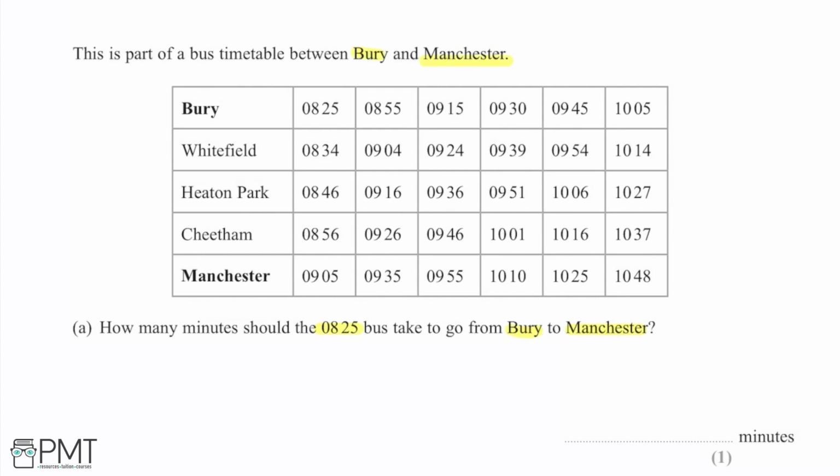So in order to calculate how many minutes this 8:25 bus should take to go from Bury to Manchester, I need to work out the difference between the two times when it stops at Bury and Manchester. So if it stops at Bury at 8:25 and at Manchester at 9:05, I can find the difference between these two. I know there's 60 minutes in an hour, so I can count up from 8:25 to 9, and that gives me 35 minutes, and then I have this extra 5 minutes as it's 9:05 to add on. So the 35 plus 5 gives me an answer of 40 minutes here for the time taken.